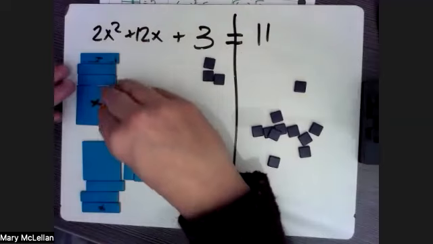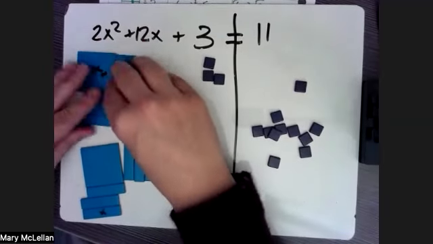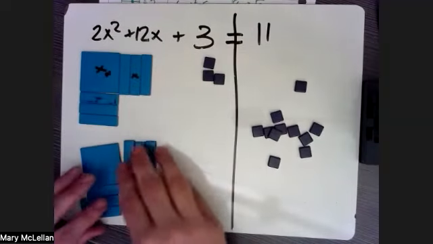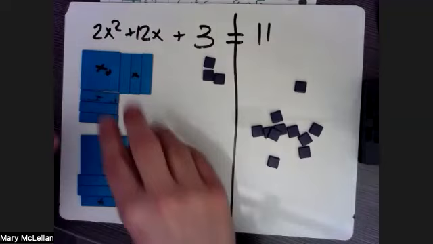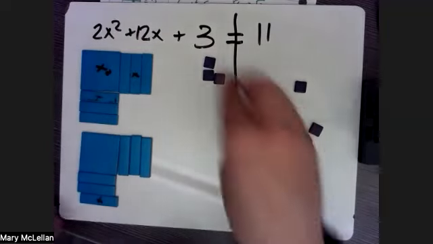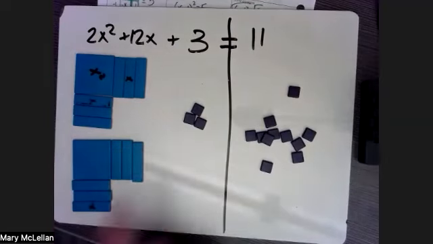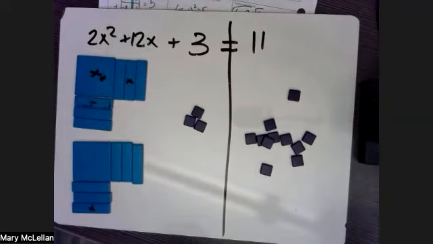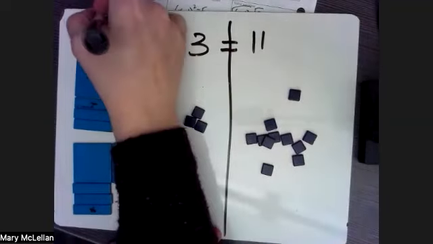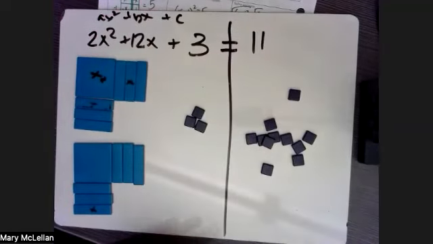I think I like it more when the x squared is on top because that's how we draw area models. So this is going to be 2x squared plus 12x plus 3 equals 11. And the next thing I want to do to make things easier on myself is to get rid of this 3. I think it's way easier to work when your c term from ax squared plus bx plus c is 0.